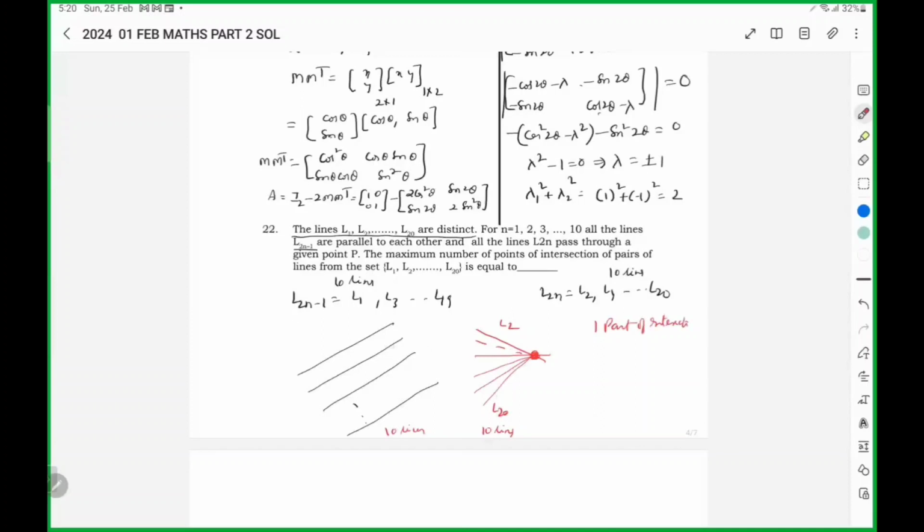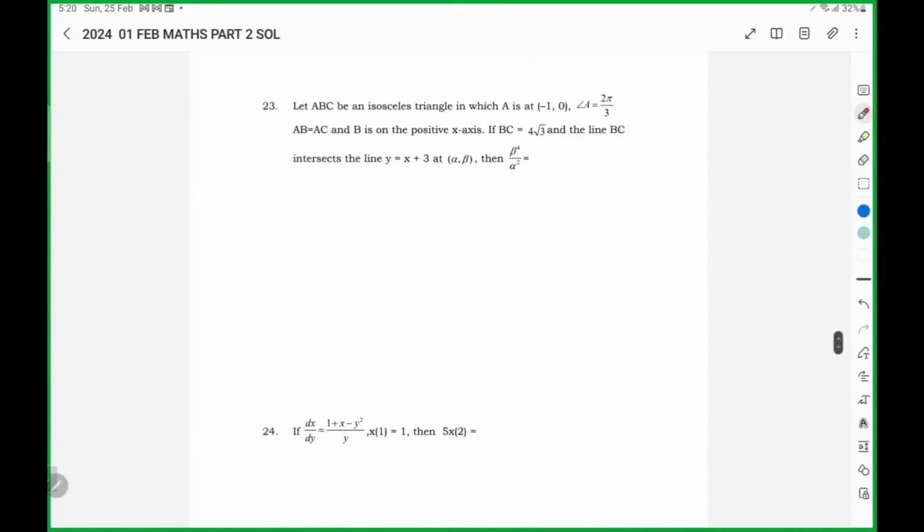And like this, a line can intersect this line at some point. That is, from these 10 lines, you can select one line. From these 10 lines, you select one line. Every combination of two lines will give you one point of intersection. That is 100 points of intersection, and this point. Totally, you have 101 points.